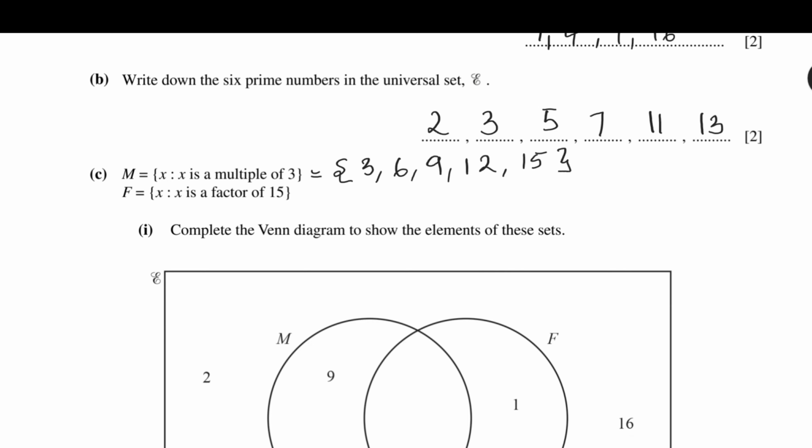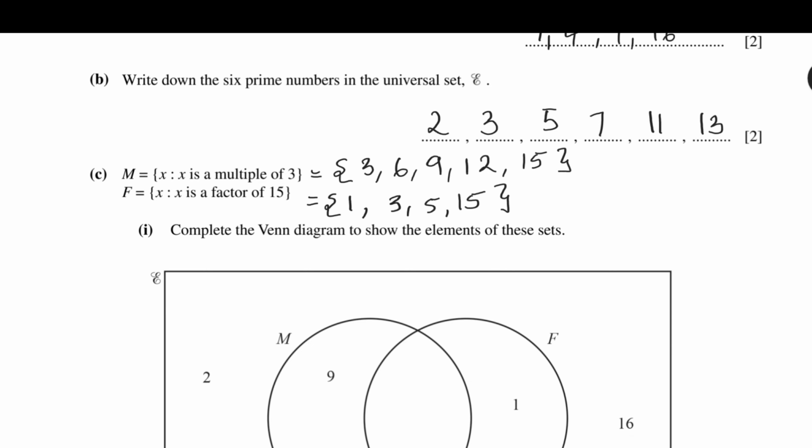Also, we have the set F. F is the set of numbers within our universal set such that x is a factor of 15. The very first factor of any number is 1. And please, when you want to write down the factors of numbers, I would advise you to write them in pairs. By factor pairs, I mean numbers that you multiply together to give you the original number. So for 15, the factor pairs will be 1 and 15, and 3 and 5.